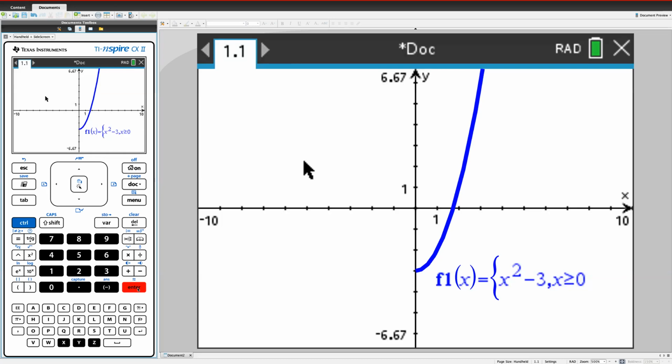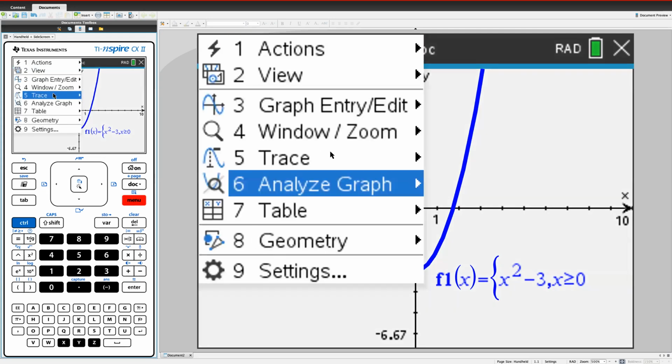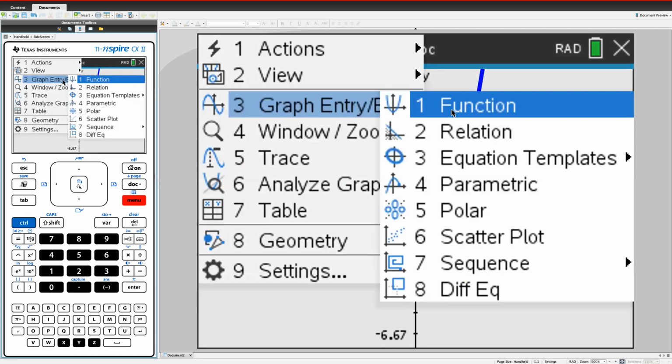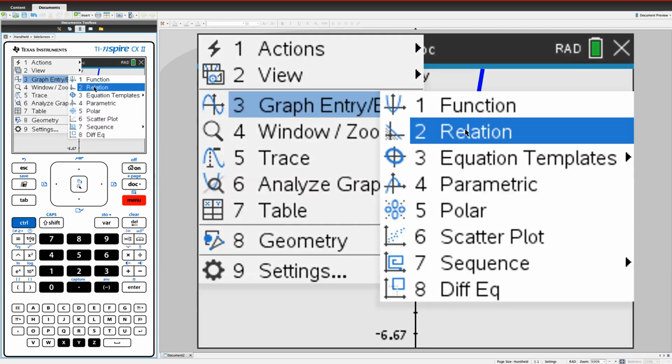Okay, something you can do on your calculator that will show you what the inverse should look like in case it's a calculator operated problem is this. Press menu and choose graph entry, and I want you to choose a relation. We're going to always do this part in relation just because, number 1, inverses aren't always functions, and 2, what we're about to type in won't work on the function menu. So choose relation.